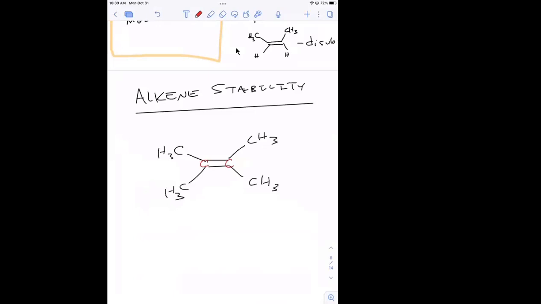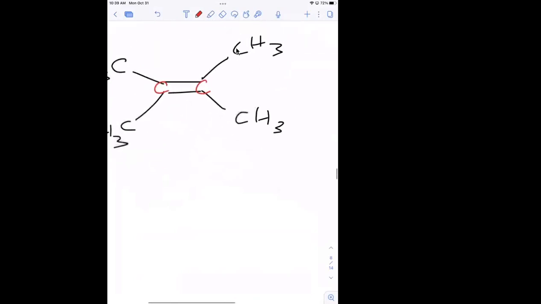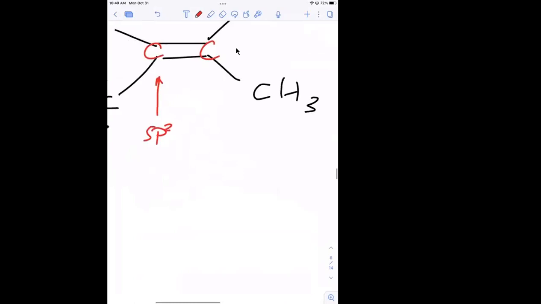I'll give you time to get that structure written down. What's the hybridization state of those carbons, the red carbons? sp2, good. They're both sp2, that's good.